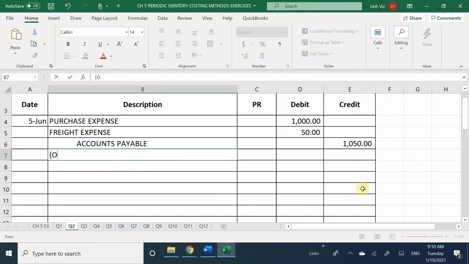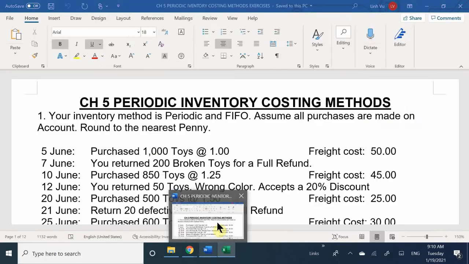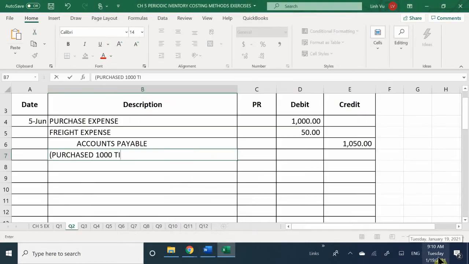So, purchased 1,000 units. What did I buy? Toys? Yes, toys, at $1 each. Okay, good. So now, what is next? What do we have to do next?